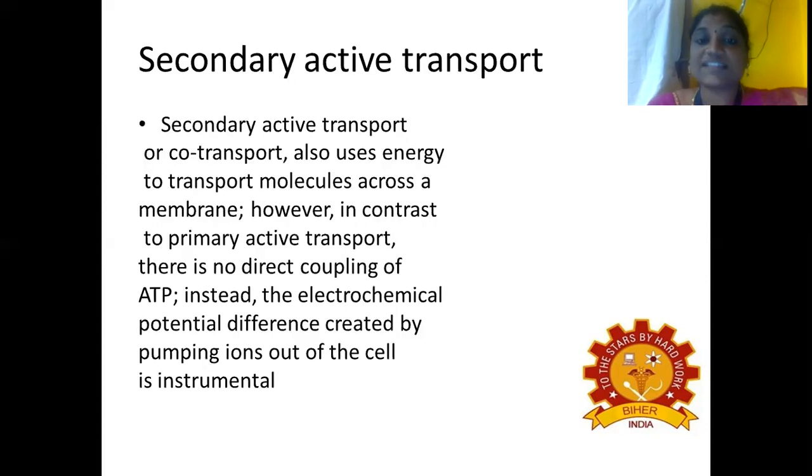And the second one is secondary active transport, otherwise called co-transport, which also uses energy to transport molecules across a membrane. However, in contrast to primary active transport, there is no direct coupling of energy, ATP. Instead, the electrochemical potential difference, which is created by pumping ions out of the cell, is instrumental here. So directly the energy will not be used; instead, they use the electrochemical potential difference. So this is about the two types of active transport.